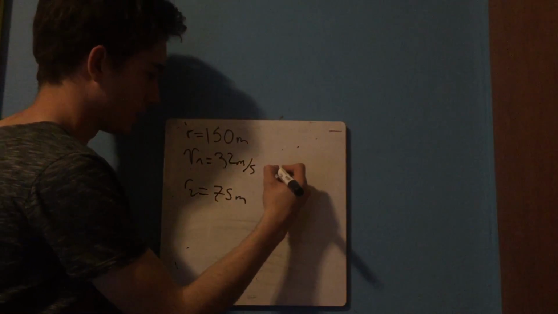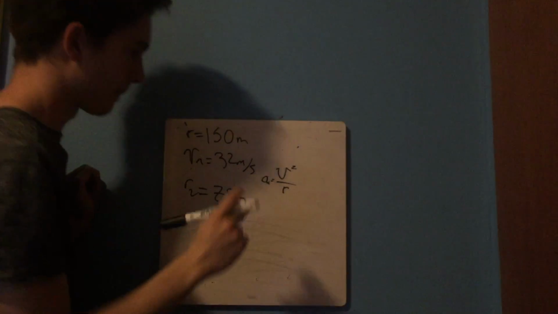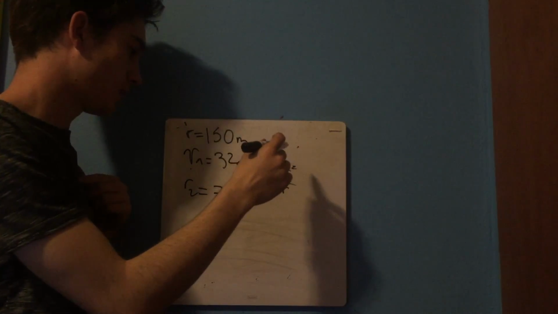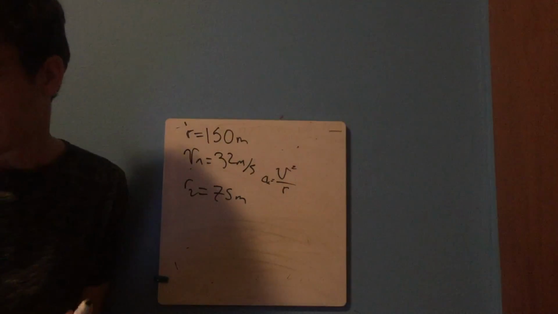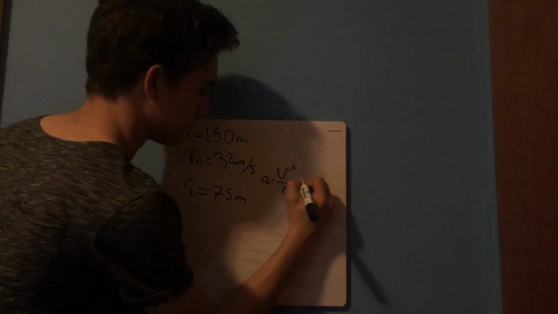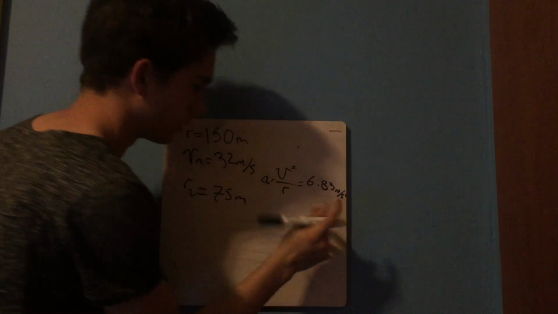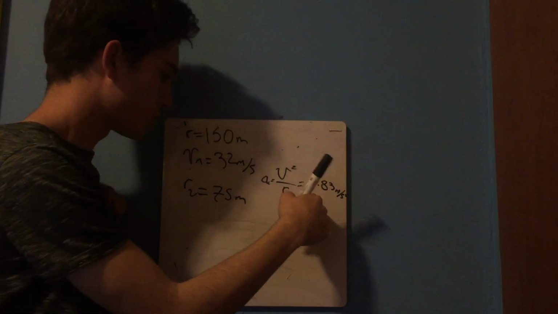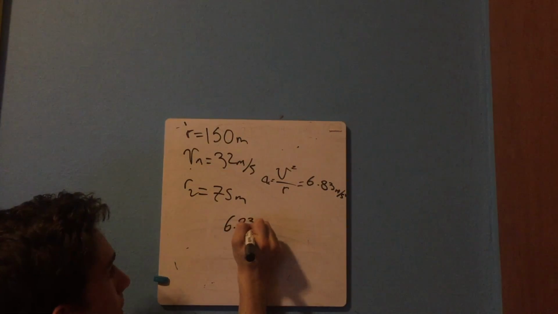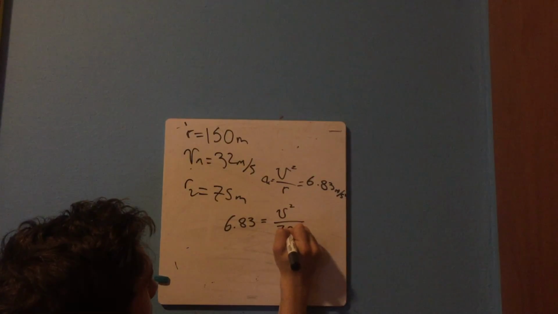So this is our equation, as you might remember: v squared divided by the radius equals the acceleration. We're gonna do this for our first case. We simply have to substitute 32 meters per second squared divided by the radius, and this gives us a value, which I already pre-calculated for you, of 6.83 meters per second squared. That's our first value for acceleration, which we are then gonna plug into our second equation, and we get 6.83 equals velocity squared divided by 75 meters.